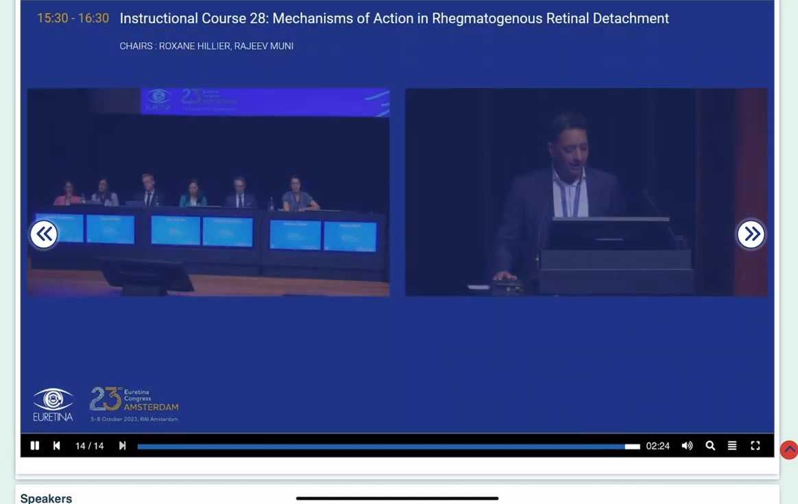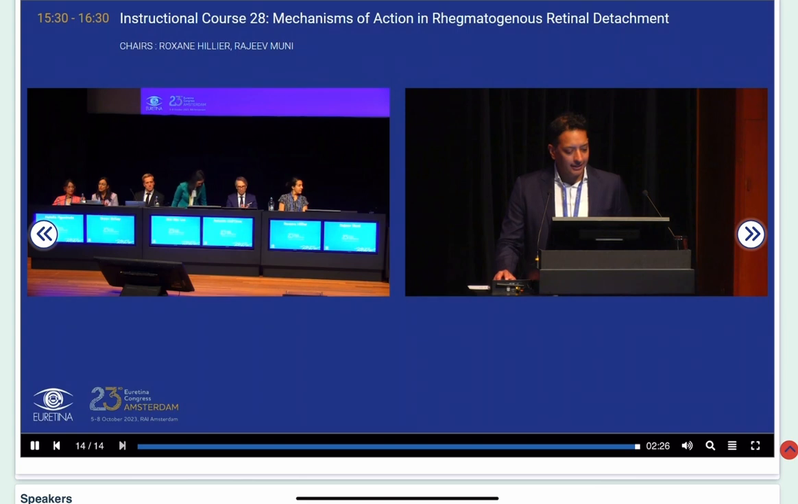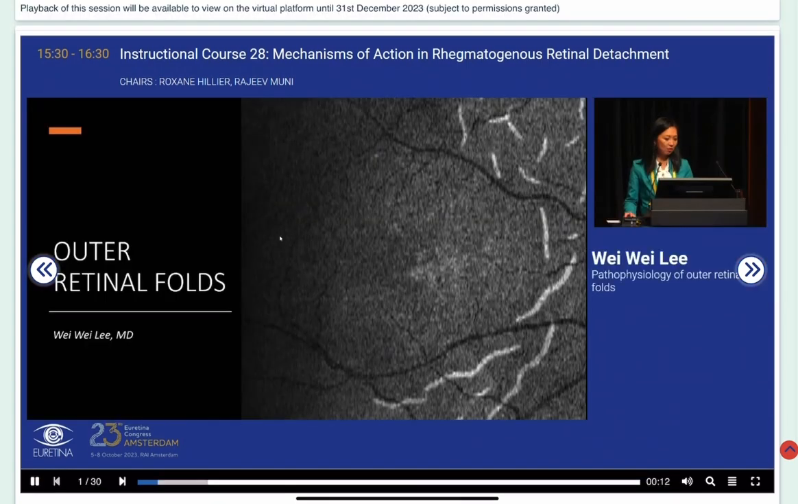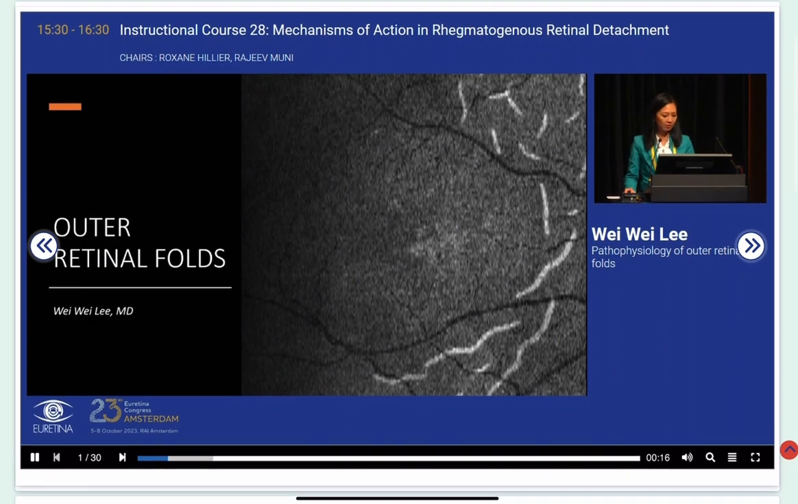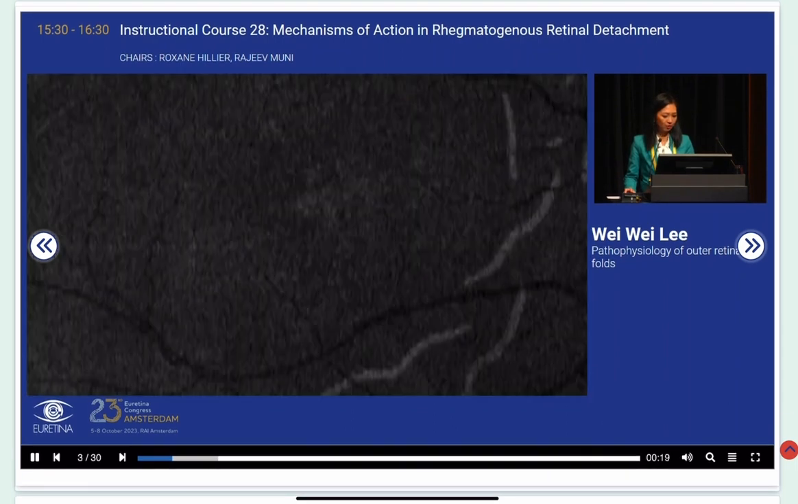Thank you very much, and I'd now like to introduce Wei Li, who's on outer retinal folds, which are microstructural abnormalities that can occur after an RD repair. I have no financial disclosures.